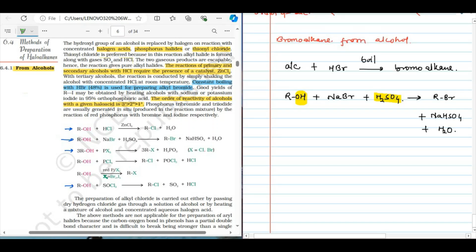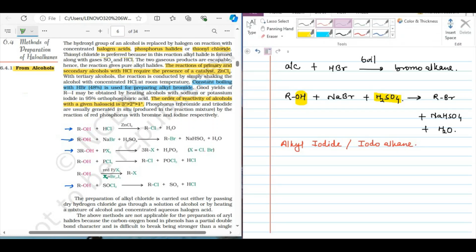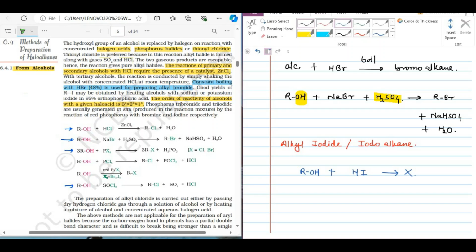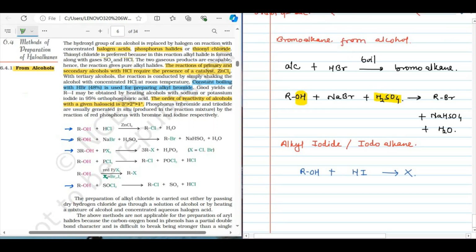Now come to the preparation of alkyl iodide or iodoalkane. For the preparation of alkyl iodide or iodoalkane, you cannot simply heat alcohol with HI. You cannot heat simply alcohol with HI. So for the preparation of alkyl iodide, a different method is given.